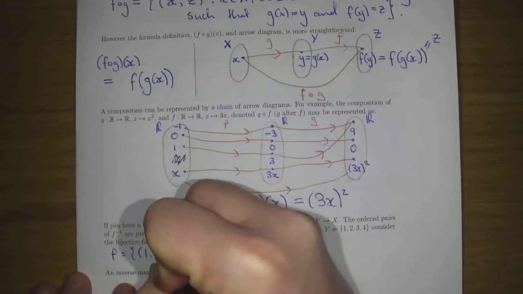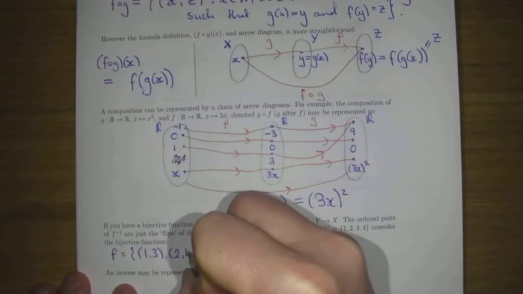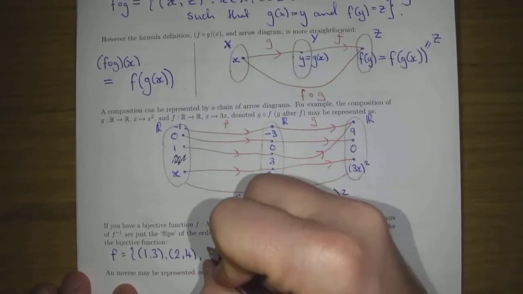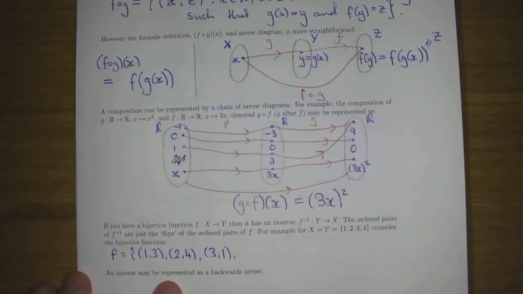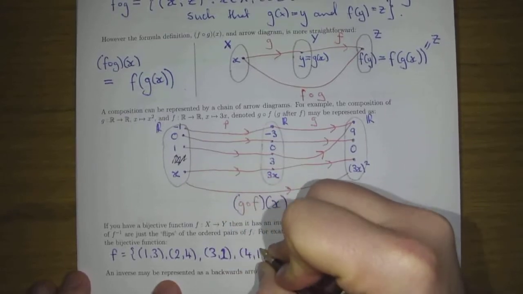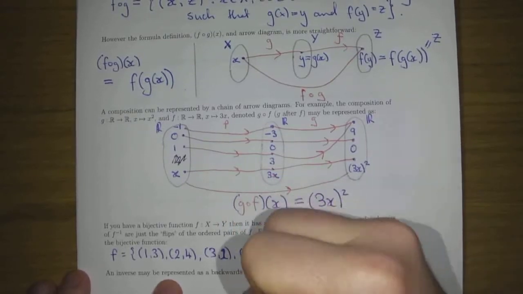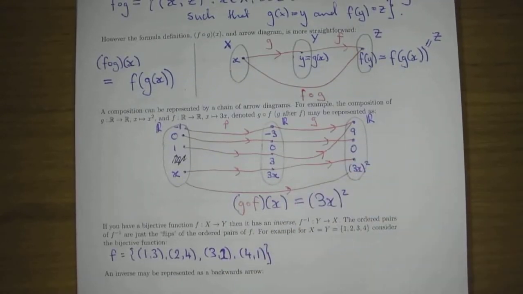So let's send 1 to 3. Let's send 2 to 4. Let's send 3 to 2 and finally 4 to 1. So this function is 1-to-1 and onto.